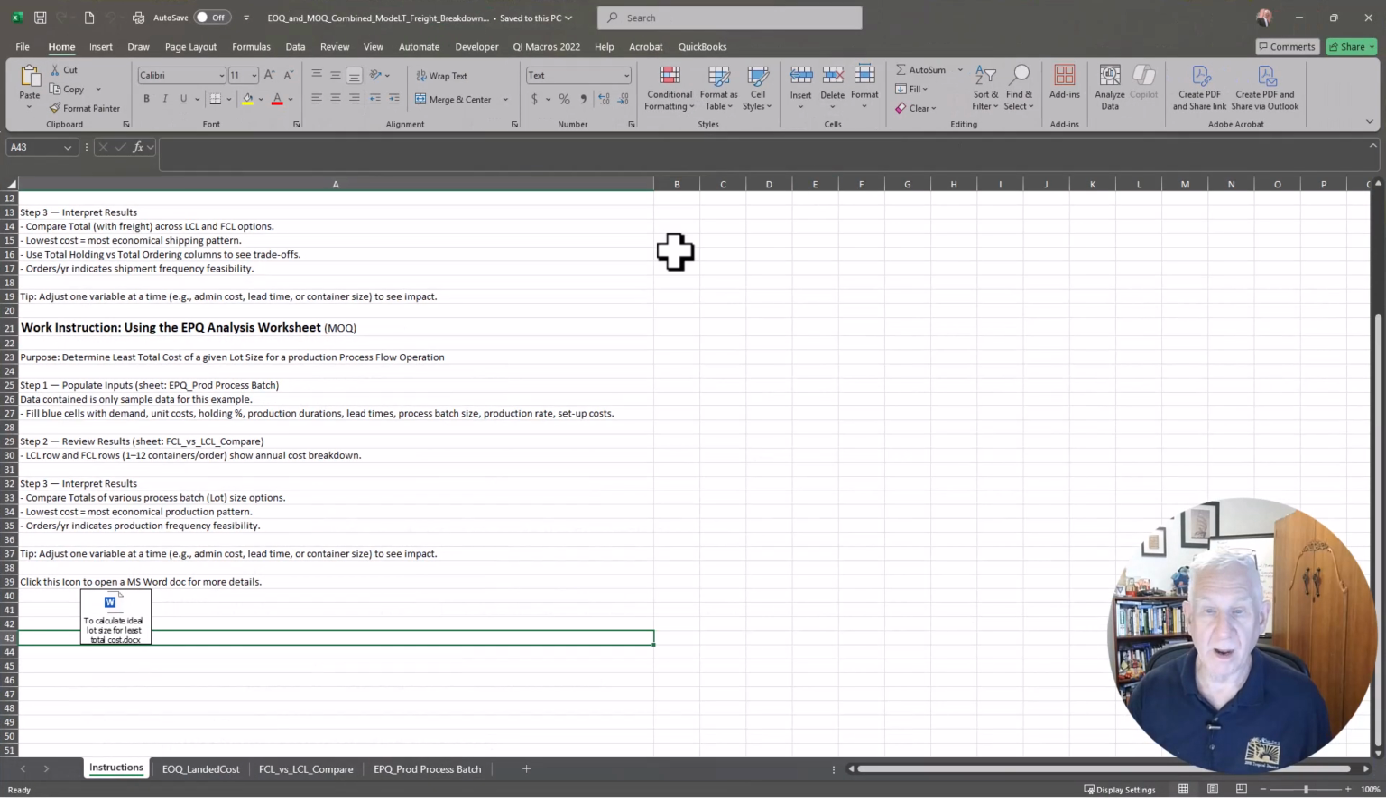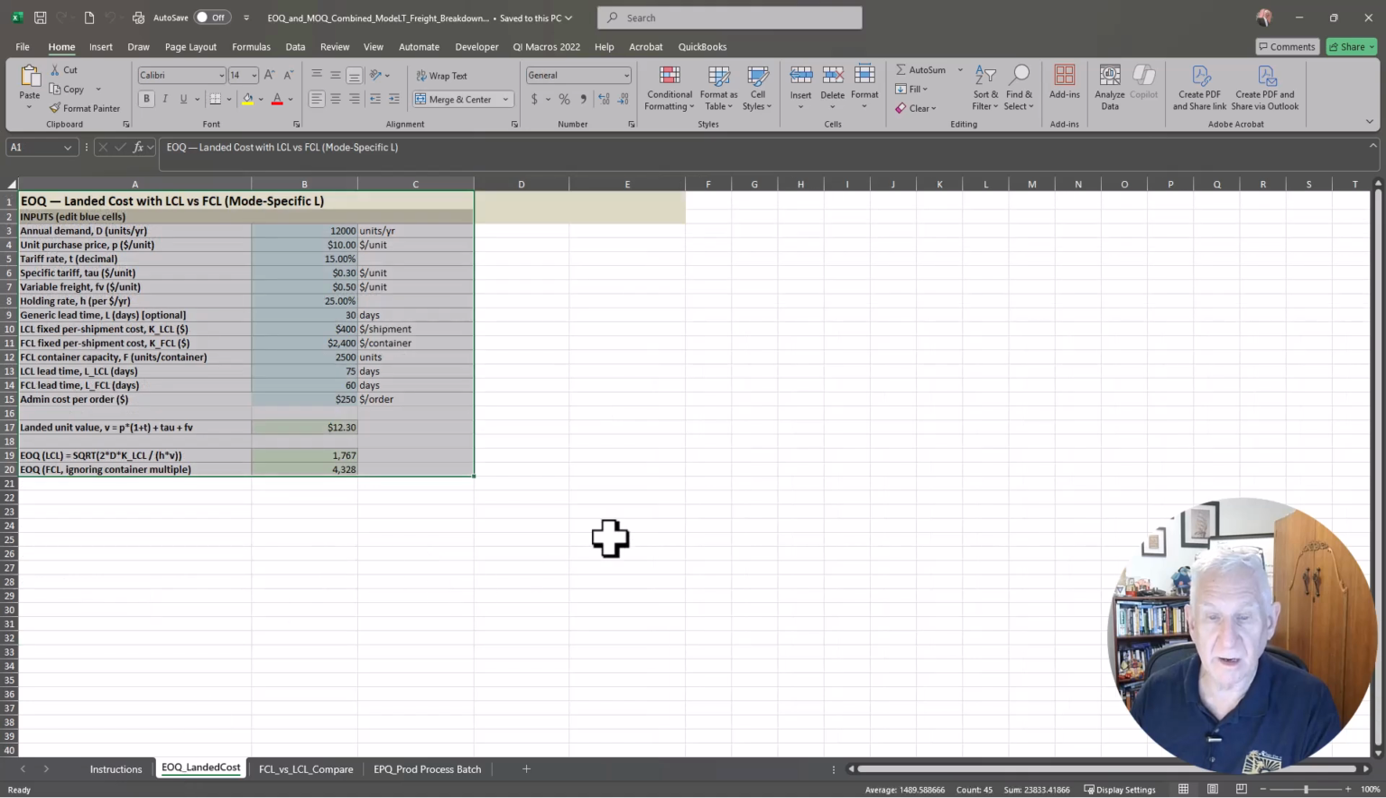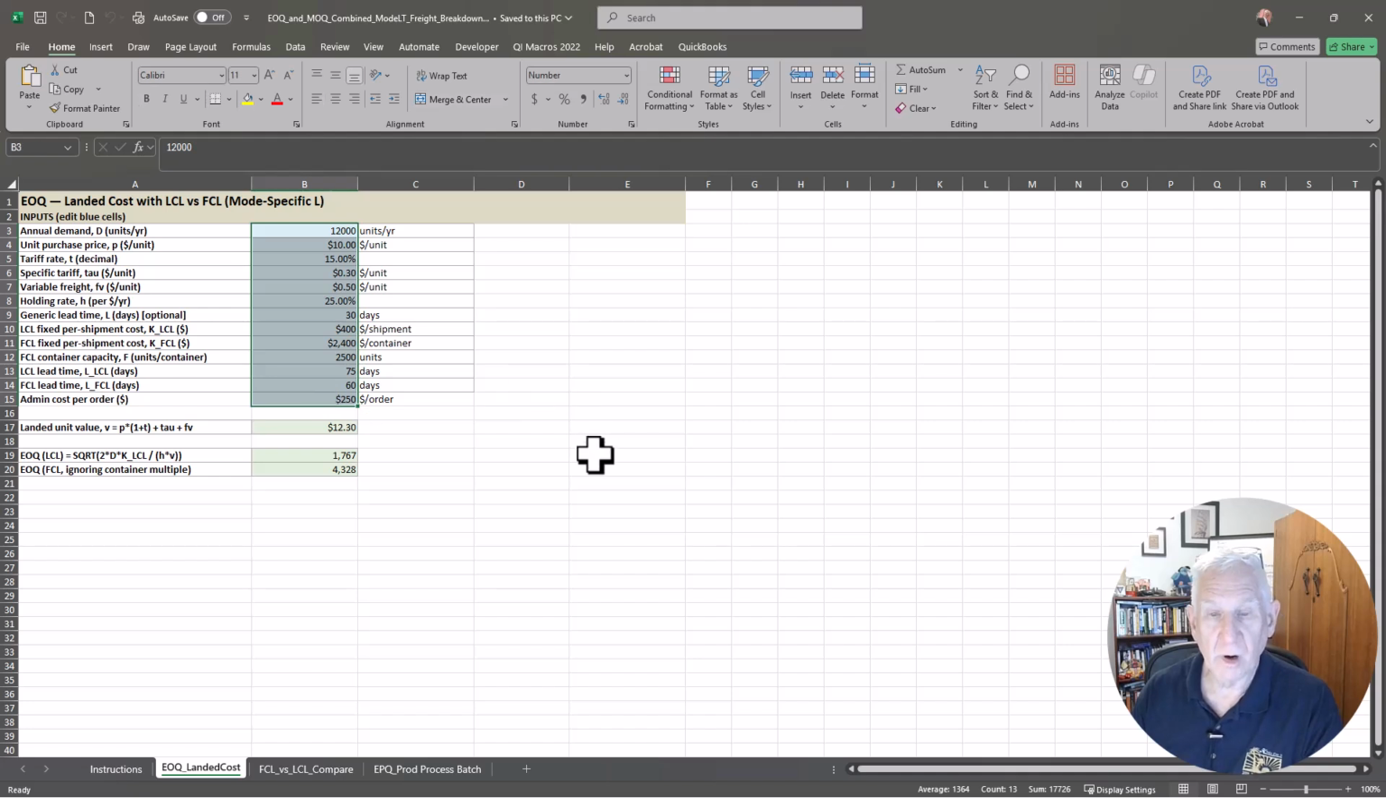And we'll talk a little bit about what we see here. Tab 1 is some instructions. This is for you to look at later. I'm not going to spend time on that, but we can go right to the data. In this worksheet, all the blue cells here are areas where you can populate your data and do some analysis. So in this example, we see you have 12,000 units a year, $10 per unit in terms of the purchase price, and then we see some tariff information, we see some freight information, we see holding costs, carry cost is 25%, and we see what's the cost per shipment and per container.